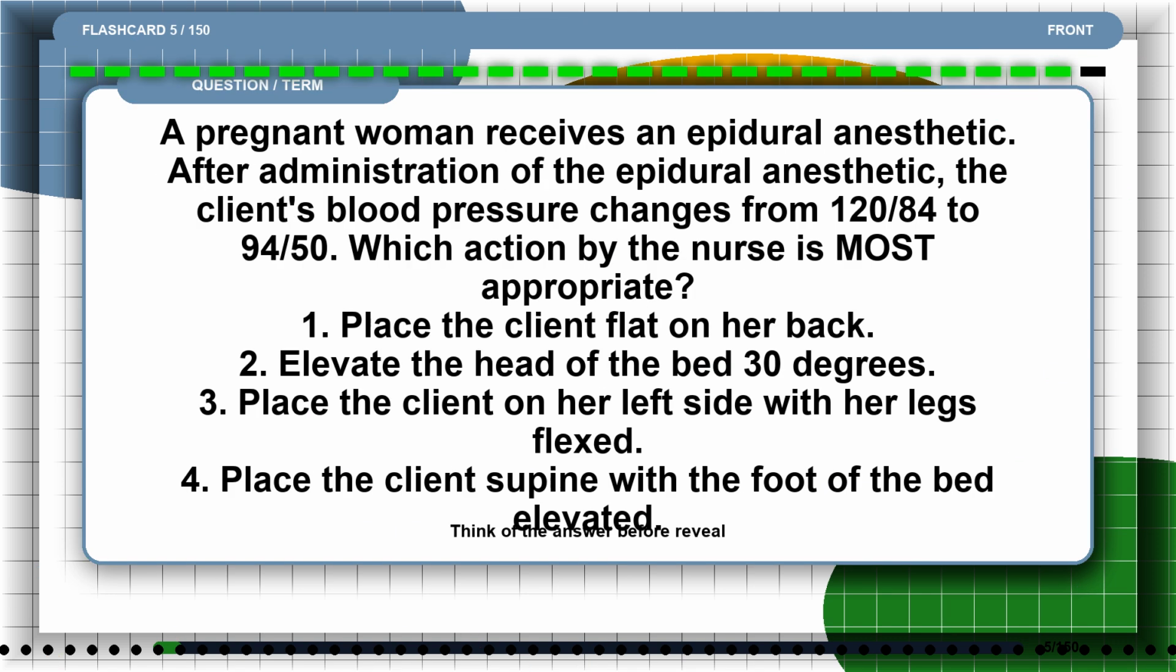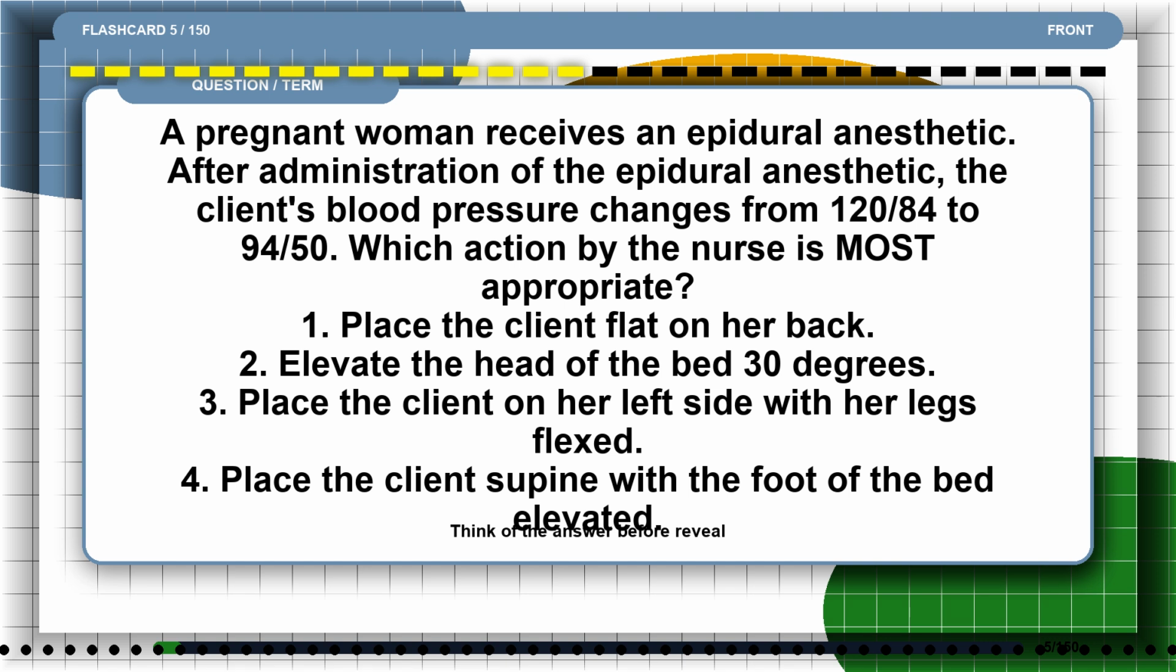Flashcard 5. A pregnant woman receives an epidural anesthetic. After administration of the epidural anesthetic, the client's blood pressure changes from 120/84 to 94/50. Which action by the nurse is most appropriate?